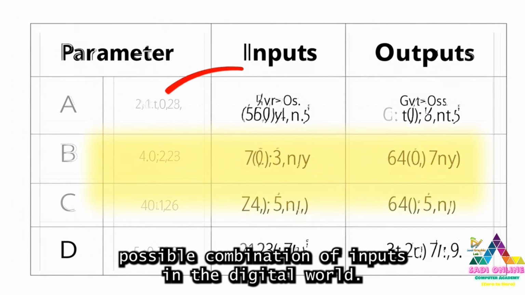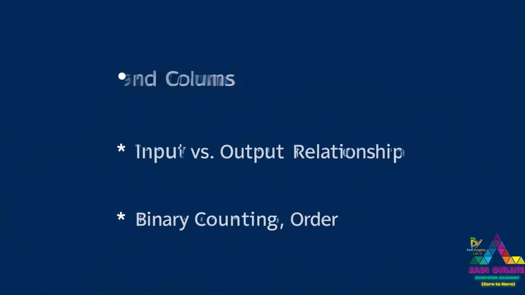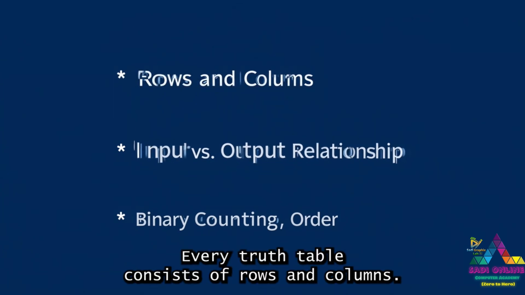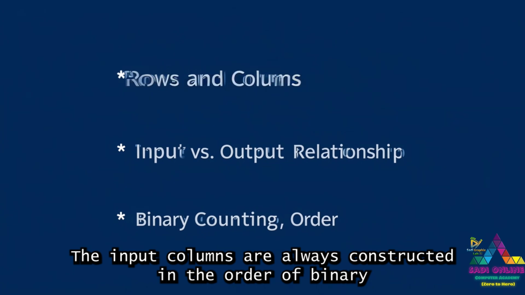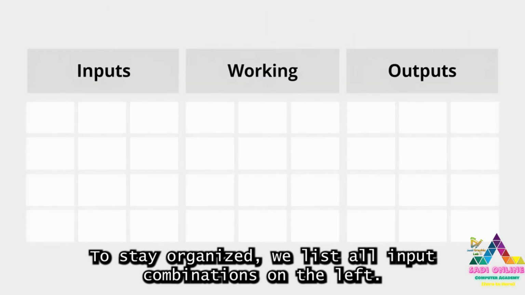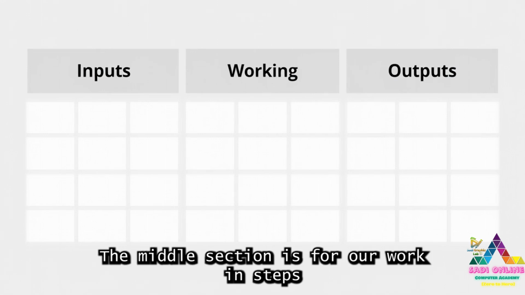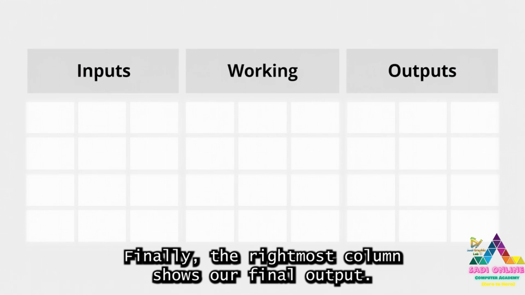In the digital world, we use 1 for true or high, and 0 for false or low. Every truth table consists of rows and columns. The input columns are always constructed in the order of binary counting, based on the number of bits you are using. To stay organized, we list all input combinations on the left. The middle section is for our working steps, where we calculate parts of an equation. Finally, the rightmost column shows our final output.